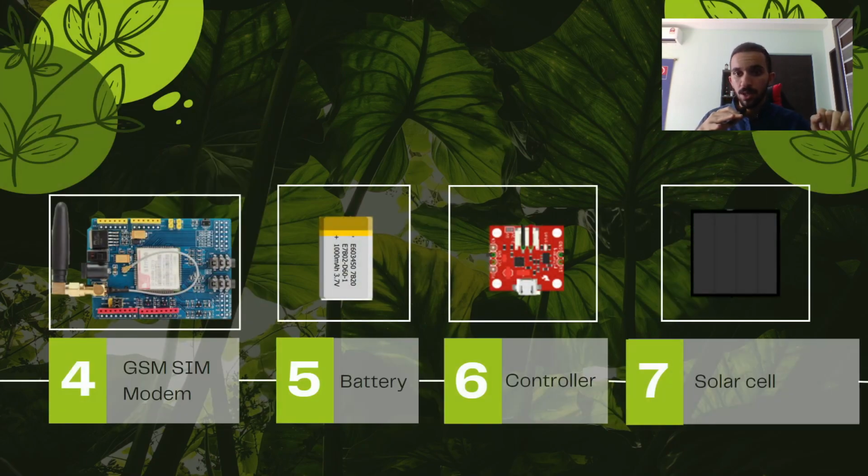Moving to the second part of the components, we have the GSM SIM modem, or the SIM card modem, which will connect the hardware and the software sections. It will connect the hardware that we are developing now to the application that we will use on the mobile phone. And how can we connect it? The SIM card will have a plan which can send data from the antenna that you can see here, that small antenna, to the application, to keep the farmer up to date with the updates of the temperature and humidity levels.